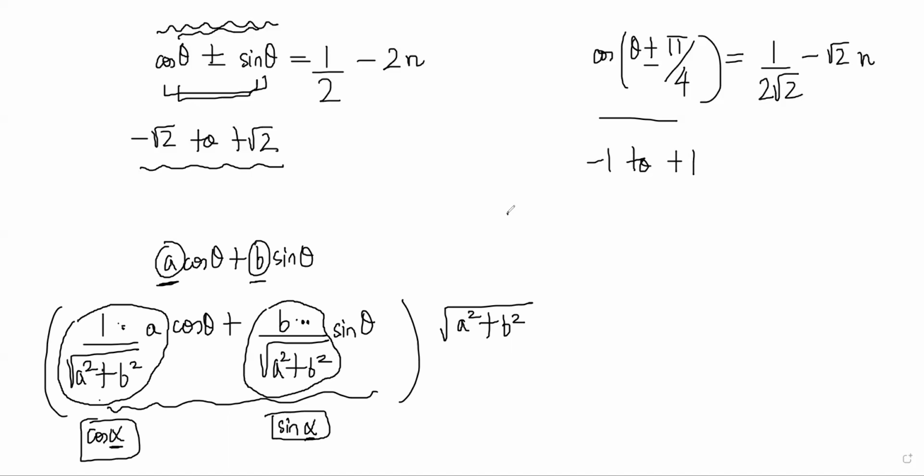Do you understand what I'm saying? Understood. If I write this as cos alpha sine alpha, I can write the whole thing as cos of theta minus alpha. And outside there is a root a square plus b square, right?